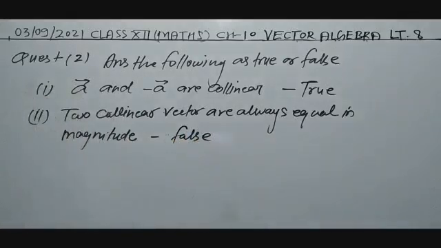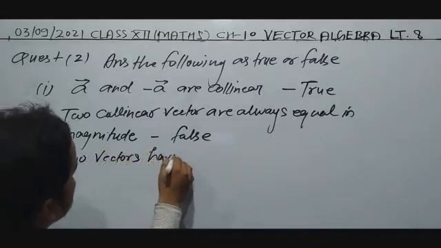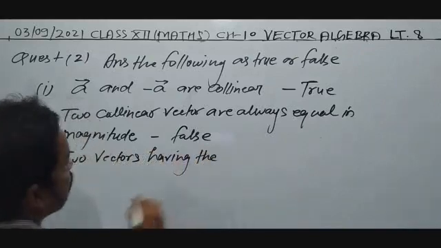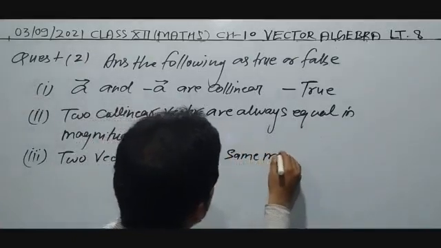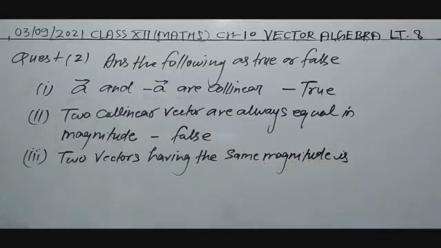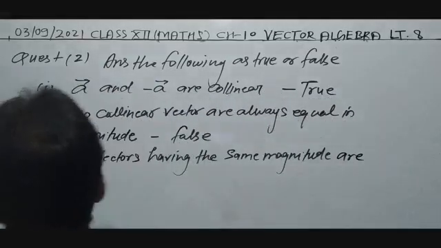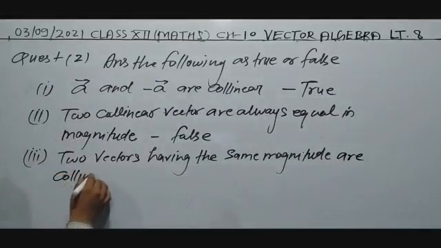Now come to the third point. Two vectors having the same magnitude are collinear. So this is also false.